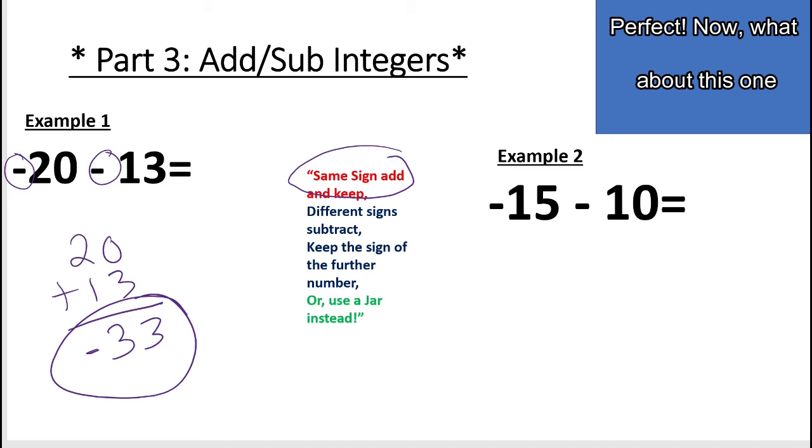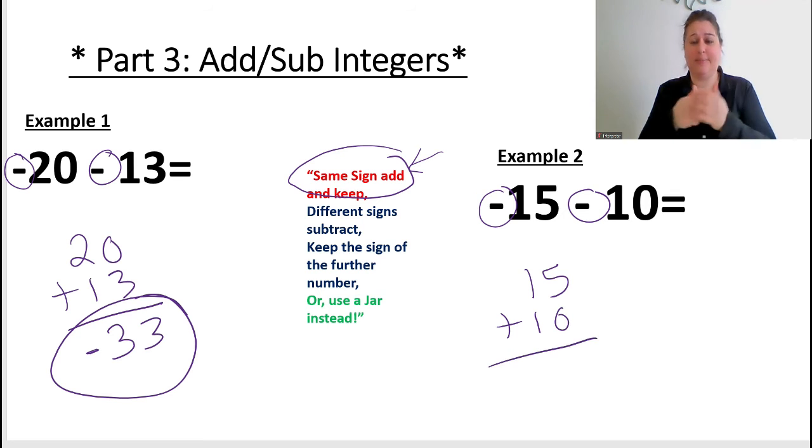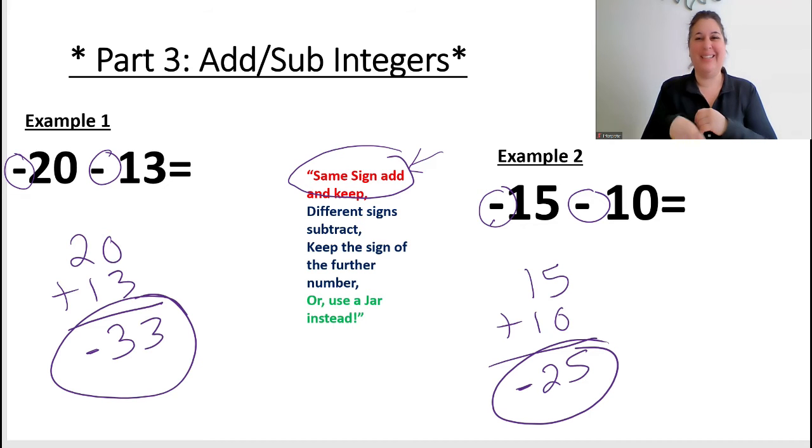Perfect. Now what about this one? -15 minus 10. Which part of the song is it? Oh, the first part. Same sign, add, and keep. So 15 plus 10, add the numbers and keep the sign. They're both negative, so -25.